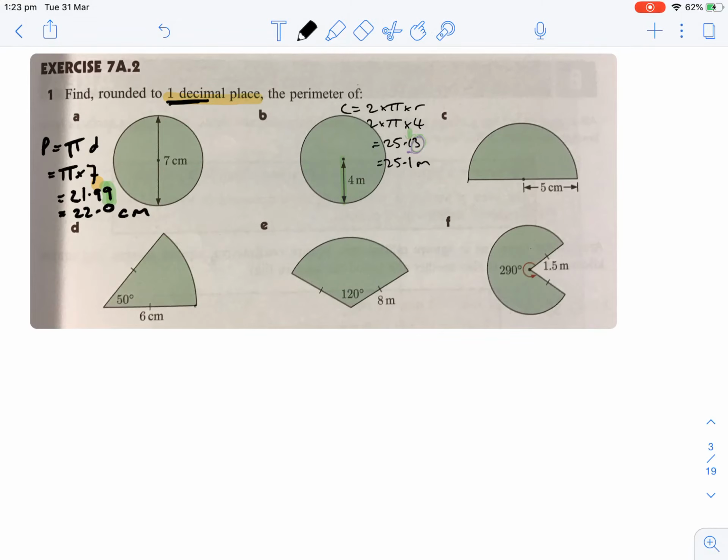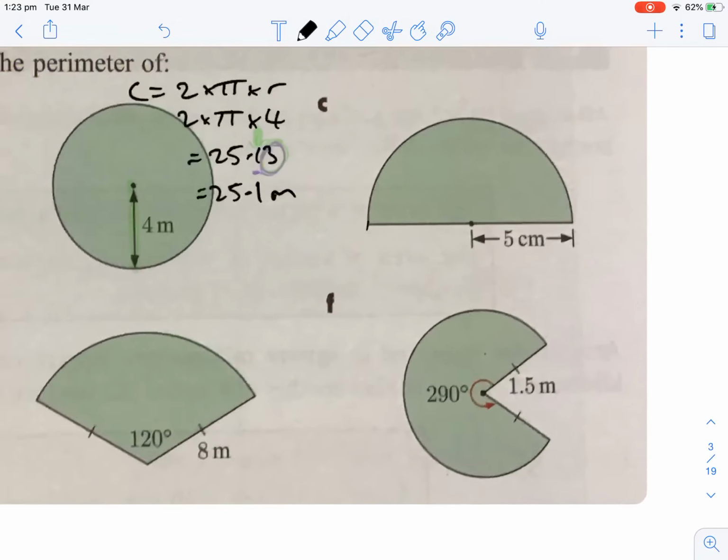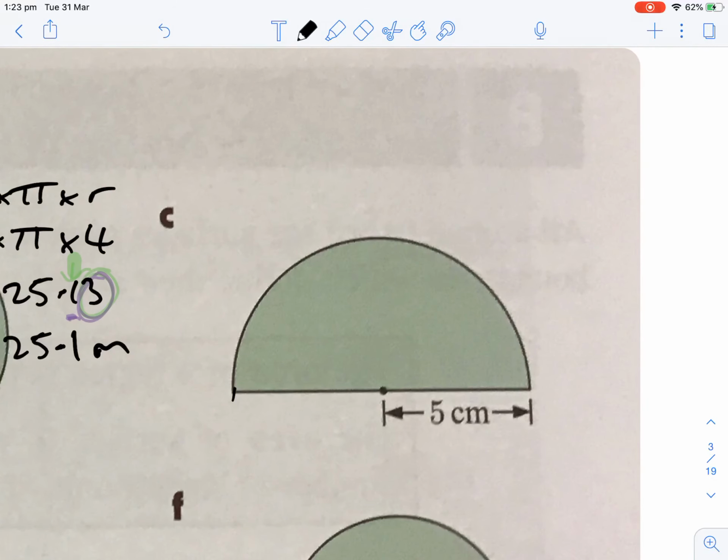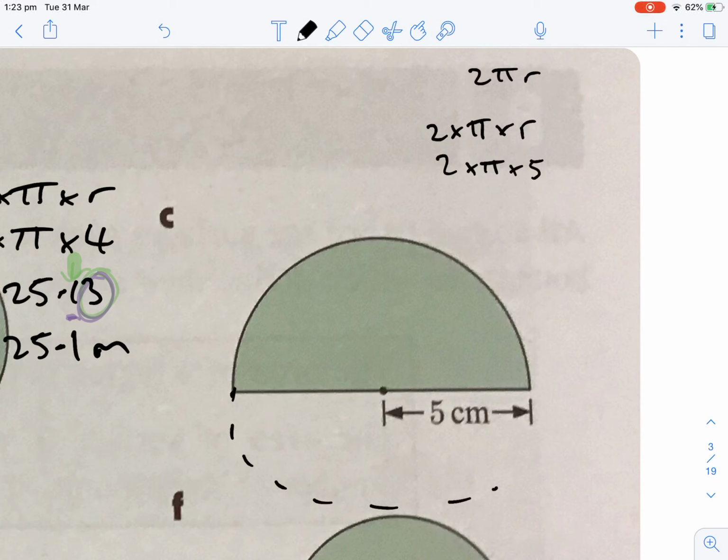Okay, so perimeter. So we left off last time on this semicircle. Hopefully you remember, to get the perimeter of a full circle, my formula is 2 times pi times my radius, which I can also write as 2 pi r. In this case, I'm going to go 2 times pi times 5. Now, what that would give me would be the perimeter of a full circle if I had it, but I don't actually have the full circle.